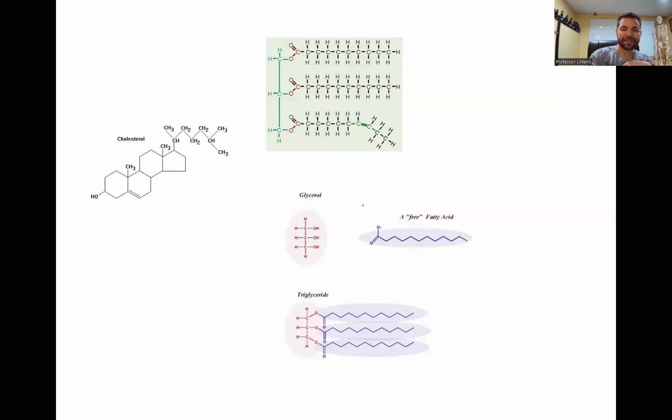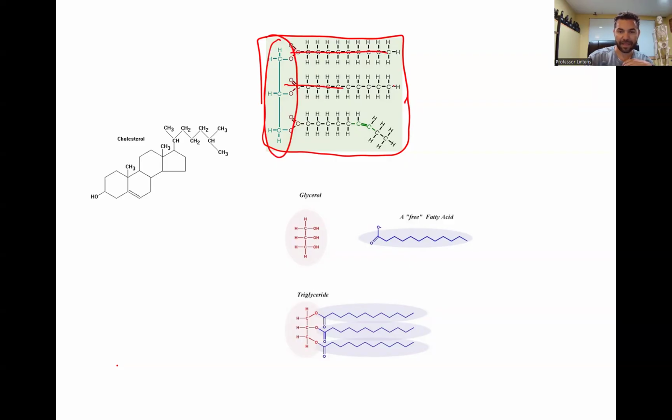We have fats. I will show you what these fats are. This is a triglyceride. We can recognize that because it has a glycerol backbone and 3 fatty acid chains. This is a cholesterol molecule.